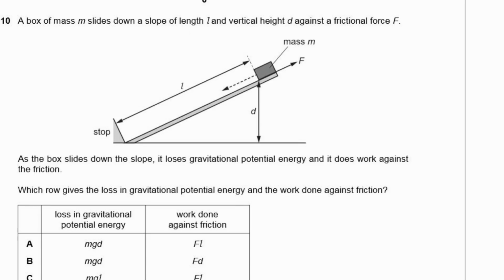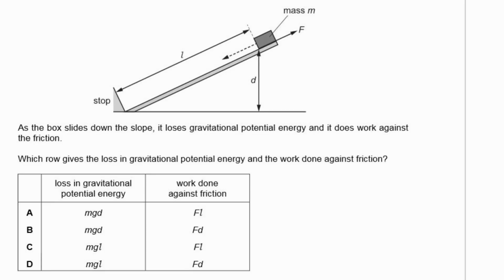Question number 10. A box of mass m slides down a slope of length L and vertical height d against a friction force F. As the box slides down the slope, it loses gravitational potential energy and it does work against the friction. Which row gives the loss of gravitational potential energy and the work done against friction? Right. That's a little tricky question. The reason it's tricky is because of the labels they've used.